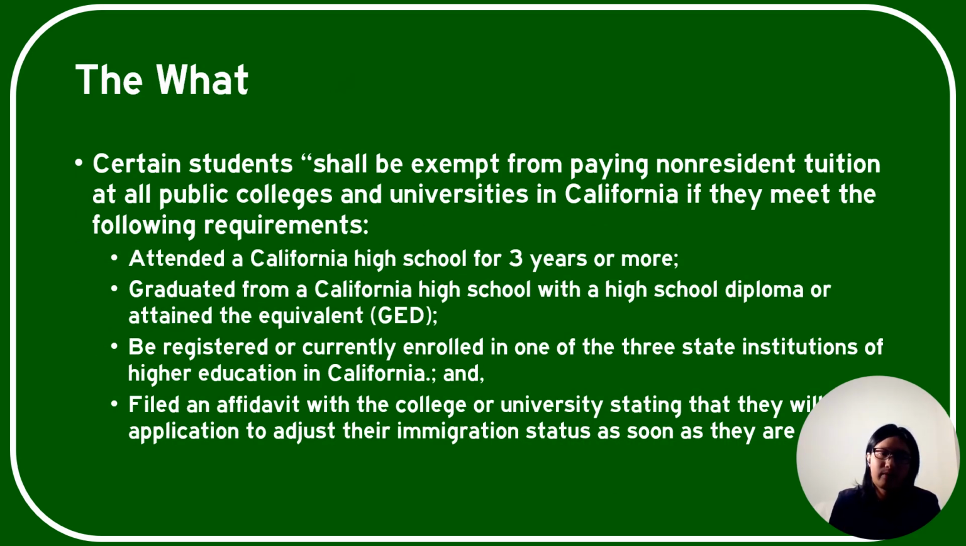So what is AB 540? AB 540 states that certain students, and I quote, shall be exempted from paying non-resident tuition at all public colleges and universities in California if they meet the following requirements. Attended a California high school for 3 or more years, graduated from a California high school with a high school diploma or obtained the equivalent, so a GED, be registered or currently enrolled in one of the 3 state institutions of higher education in California, and essentially they filed the paperwork once their immigration status changes.